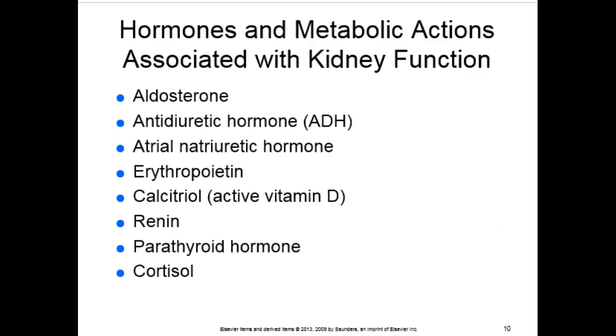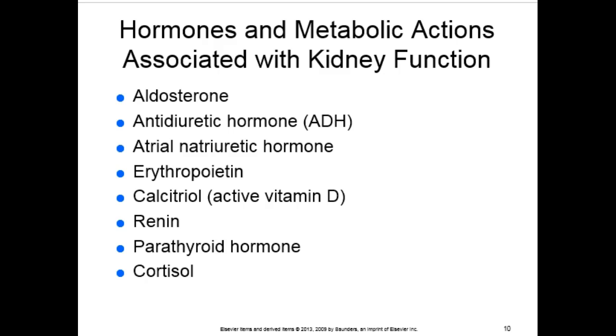Okay, just a review of some of the hormones and metabolic actions associated with kidney function. Again, aldosterone is circulating in the blood and helps to influence urine volume and concentration. It increases the reabsorption of sodium. The antidiuretic hormone increases permeability in the tubules and the reabsorption of water. The atrial natriuretic hormone increases the secretion of sodium as produced by the kidney.